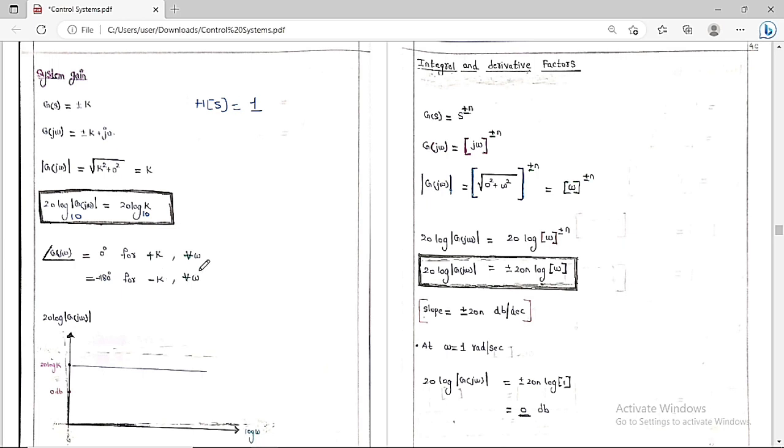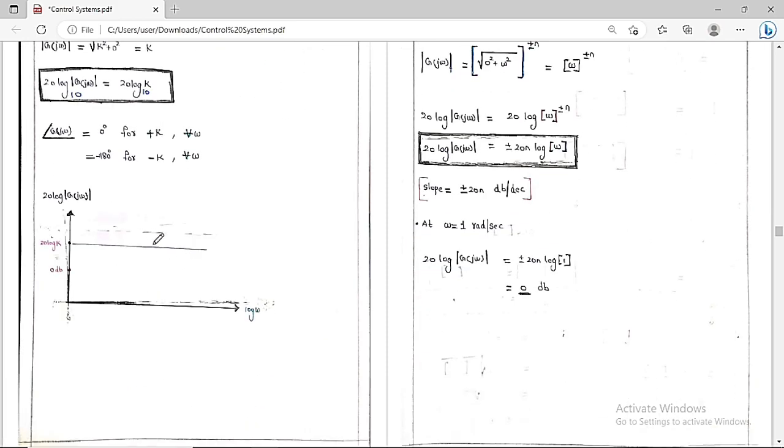Therefore we can say the phase angle of G(jω)H(jω) is equal to 0 degrees for positive k for all ω, and is equal to minus 180 degrees for minus k for all ω. So this is what I am trying to tell you. Now we know the magnitude and we know the phase angle, so now we are going to draw the Bode plot.